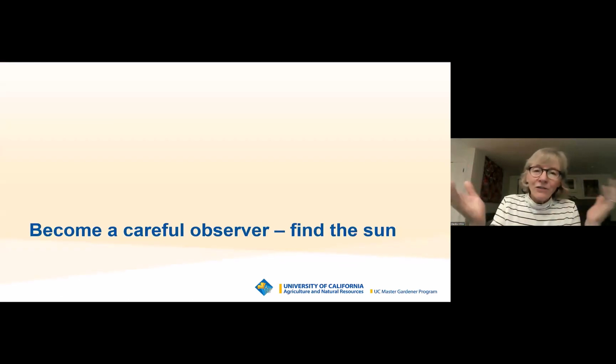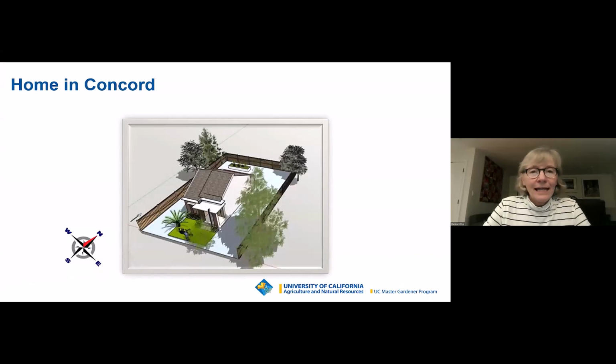So how do you use this information in your own garden? Well, for starters, you need to be a careful observer. Look for the sun in your garden. Here's a sketch of an imaginary home in Concord. The front yard of this home is facing south. This is the street out here. The backyard is facing north.